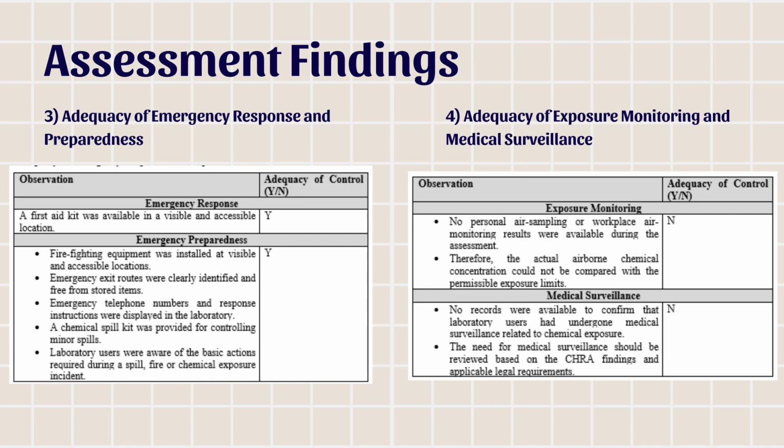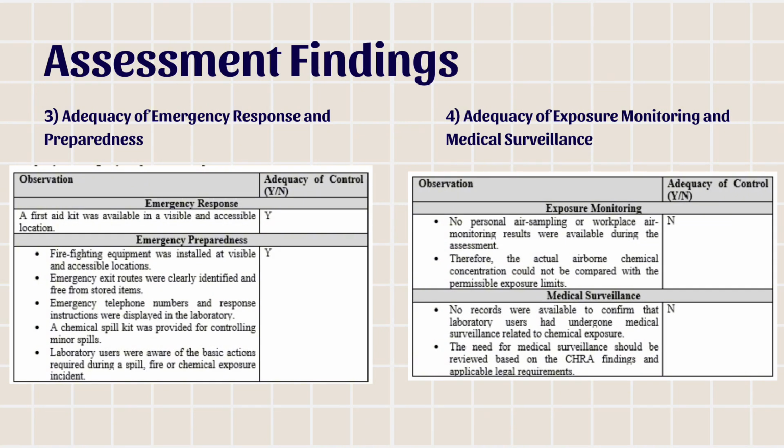However, weaknesses were identified for exposure monitoring and medical surveillance. No personal air sampling or workplace air monitoring results were available during the assessment. Therefore, the actual airborne concentrations could not be compared directly with the permissible exposure limits. Similarly, no records were available to confirm whether laboratory users had undergone medical surveillance related to chemical exposure. The absence of records does not necessarily mean that monitoring or surveillance was never conducted. However, it means that their implementation could not be verified during the assessment.